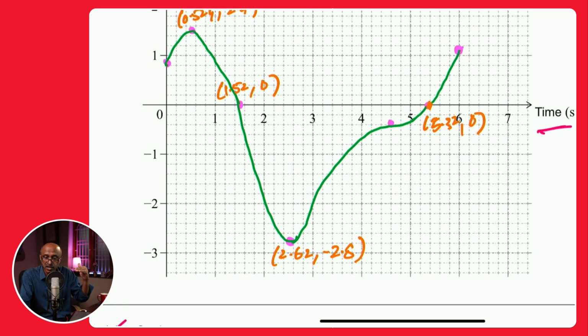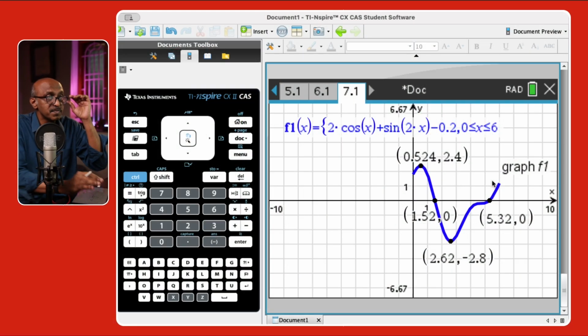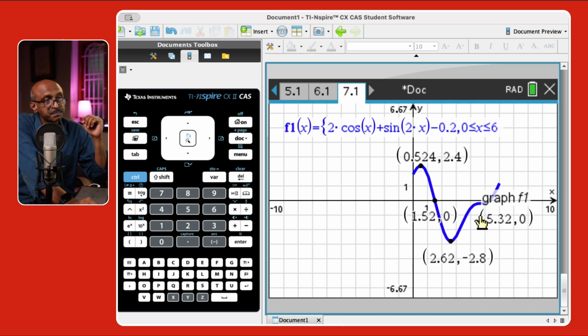It's a horizontal inflection point. Just check it on the calculator. You can see it better. Can you see that there's also a horizontal tangent here, which means that those are 3 points.